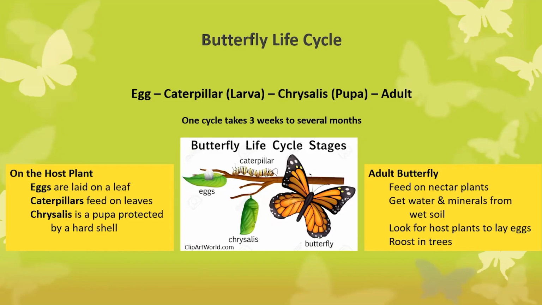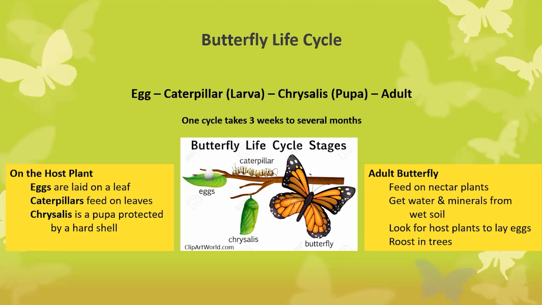Butterflies complete their life cycle through 4 stages: egg, larva, pupa, and adult. And one cycle takes anywhere from 3 weeks to several months. So they're very short-lived. When we see an adult butterfly in our garden, chances are it's doing these things: feeding on plants with nectar, maybe getting water and minerals from wet soil. They may be looking for host plants to lay eggs. And they also may be searching for trees to roost overnight as shelter.